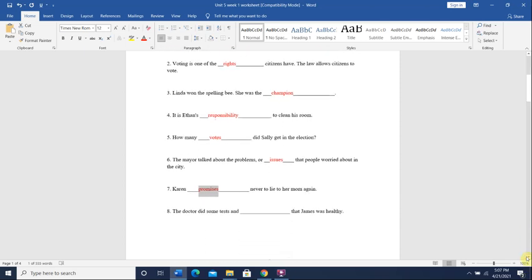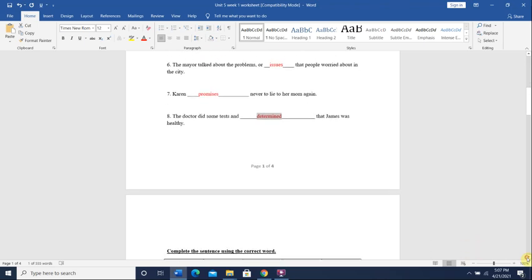The doctor did some tests and determined that James was healthy. So the doctor did some tests and he decides or finds out that James is healthy. Determined means he decides or sees from the test that James is healthy.